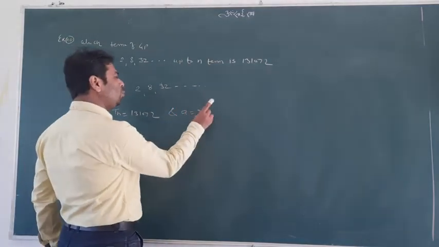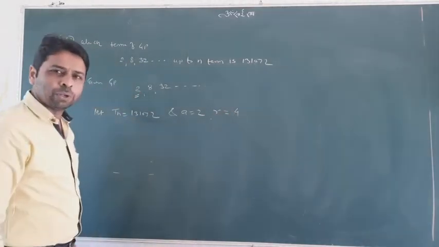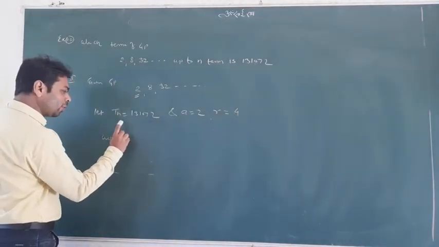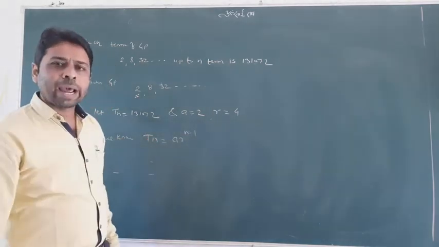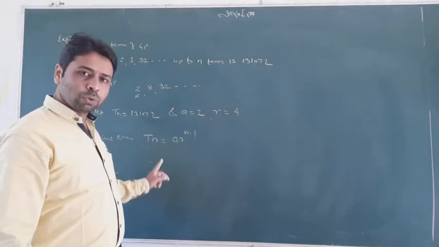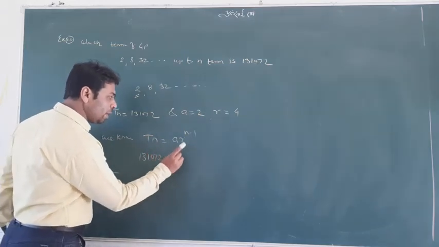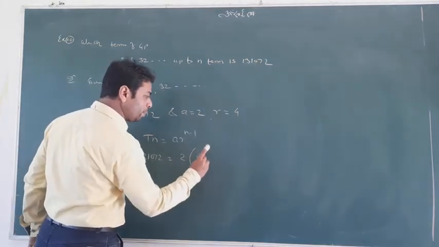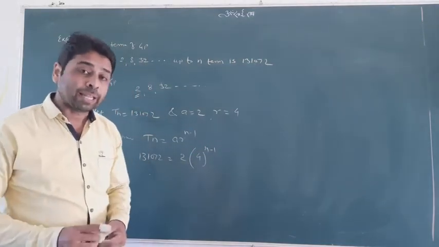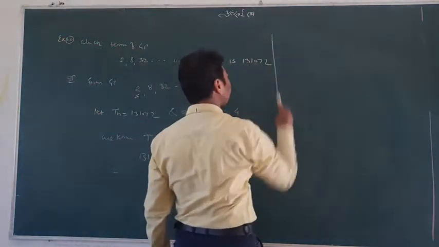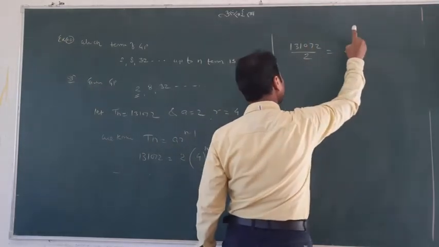And A is equal to 2 and ratio equal to 8 by 2. So we use the formula of the nth term, AR^(n-1), because definitely it's the nth term we assumed. So Tn is equal to 131072. A is equal to 2, ratio is 4, to the power n - 1, and I will find n. Which term? The nth term. We want to find n. So I'll transfer the 2 to that side: 131072 upon 2 is equal to 4^(n-1).